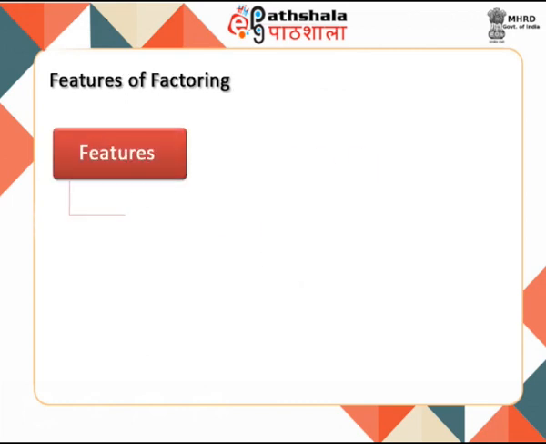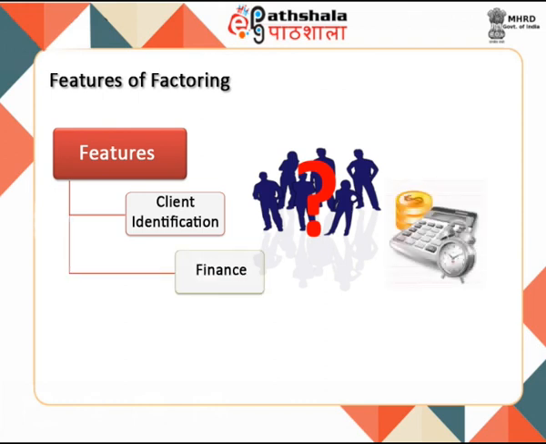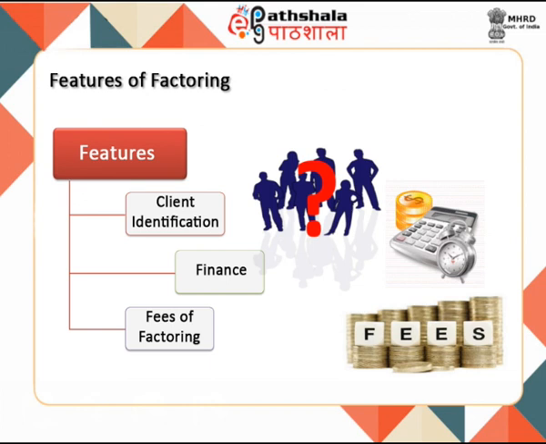First feature is client identification. The factor determines the clients with whom he wants to deal and fixes the credit limit they can grant. Next feature is related to finance. The factor provides money against the debts, which is generally 70 to 80% of debt amount, and charges a commission for it. The factor makes the full payment of debt on debt maturity or when debt amount is collected, whichever is earlier. The next feature is related to fees of factoring, which has already been discussed.